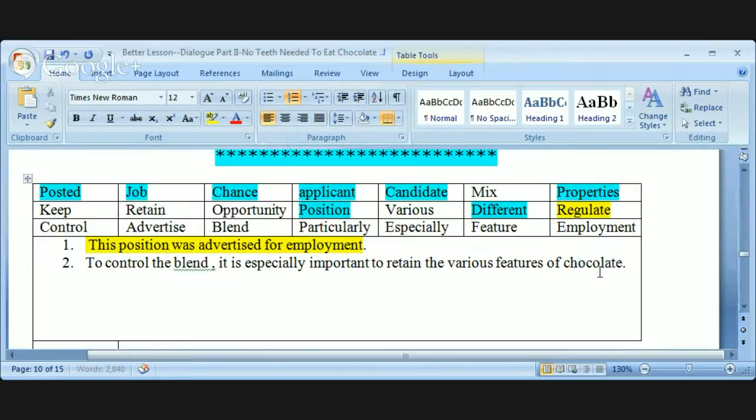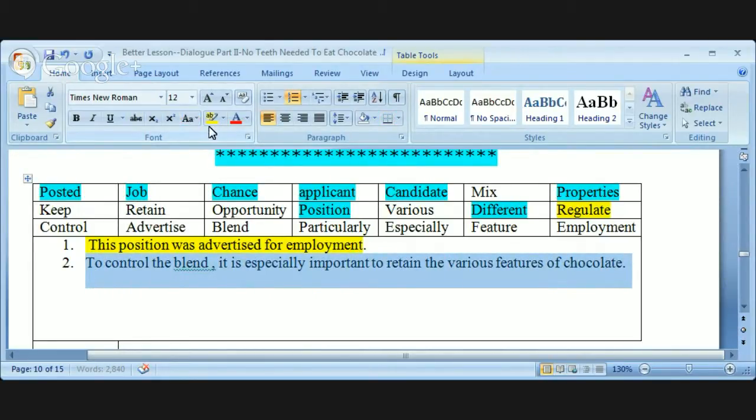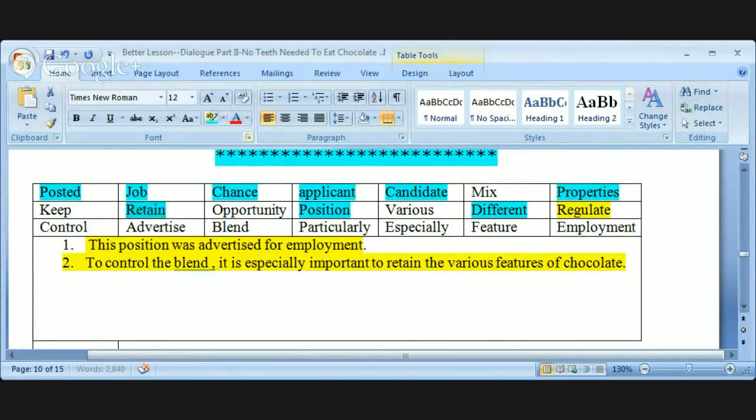Okay, so that's another one: various features of chocolate. Okay, so let me see if I can find those. Retain. We've got retain. We've got employment. We've got regulate. Blend, yeah, blend. And okay, anything else?